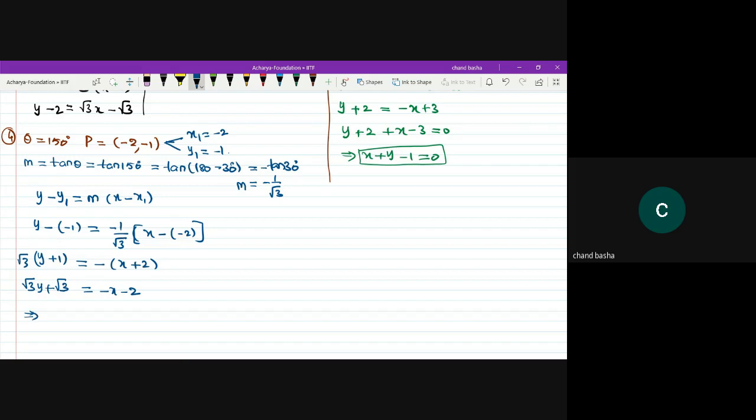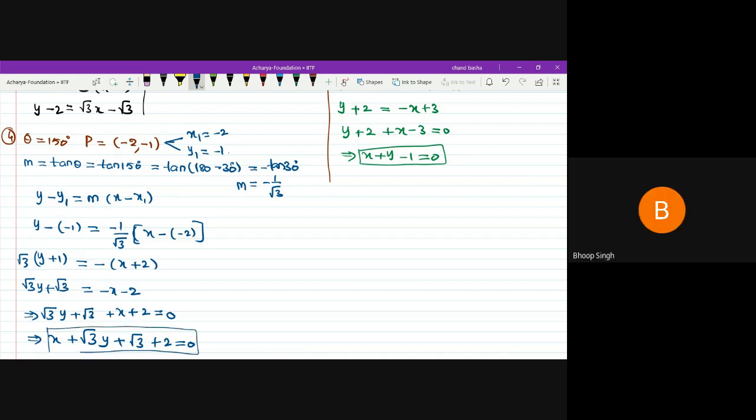And as I said, everything will be on left hand side. Root 3 times y plus root 3 plus x plus 2 is equal to 0. So you can write it in standard form: x plus root 3 times y plus root 3 plus 2 is equal to 0. That is the required answer. x plus root 3 y plus root 3 plus 2 is equal to 0, right, sir? Yes, sir.